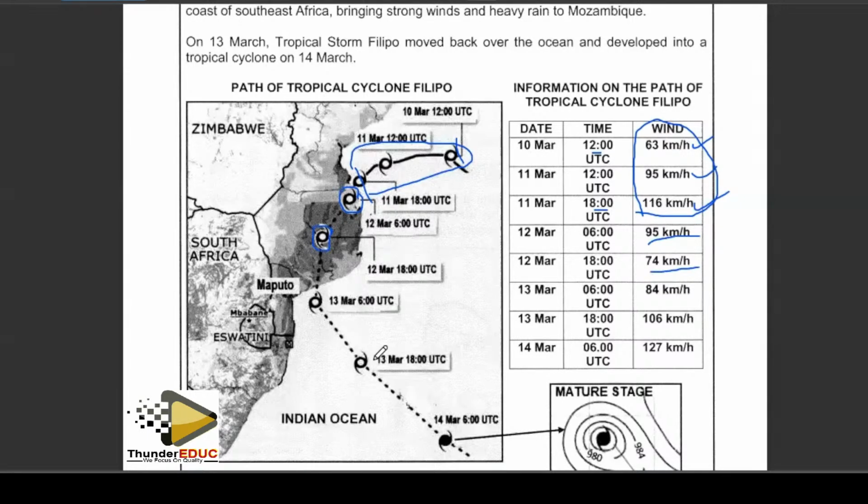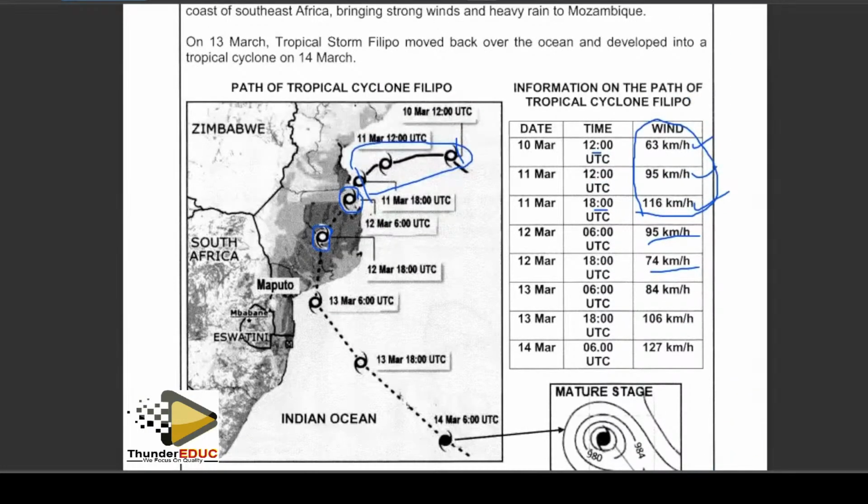So we want to substantiate the fact what made that system lose its strength as it was moving over the land of Mozambique, because we are tracing the path. At 6 in the morning, it was just approaching land. But at around 6 later in the evening, it was in the midst of Mozambique, somewhere over land. So we are looking at the conditions that caused the system to lose its strength as it was moving over the land. That is the question, to be specific.